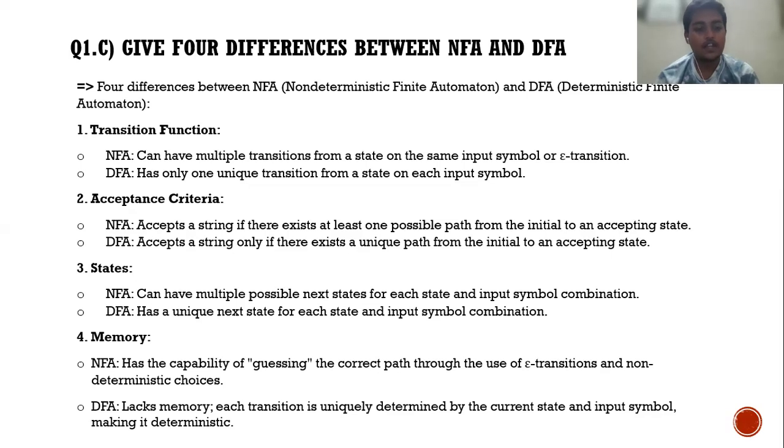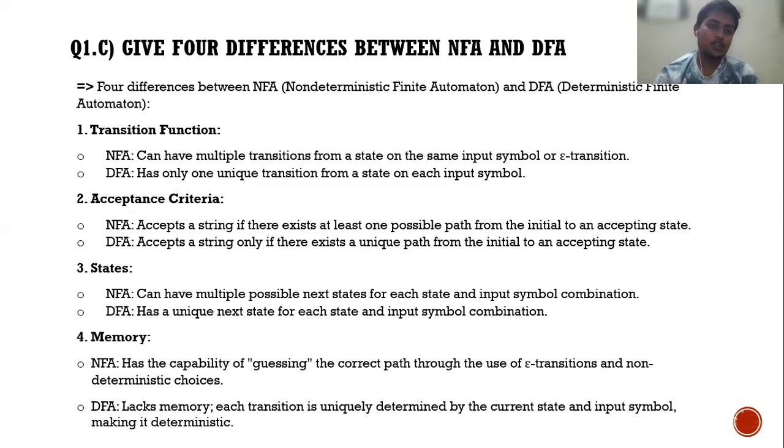In consideration of states, NFA can have multiple possible next states for each state and input symbol combined. DFA has a unique next state for each state and input symbol combined. In terms of memory, NFA has the capability of guessing the correct path using epsilon transition. In DFA, there is lack of memory; each transition is unique, determined by the current state.